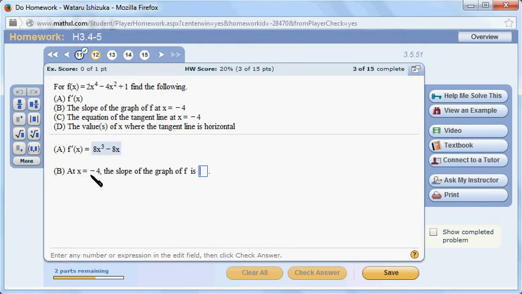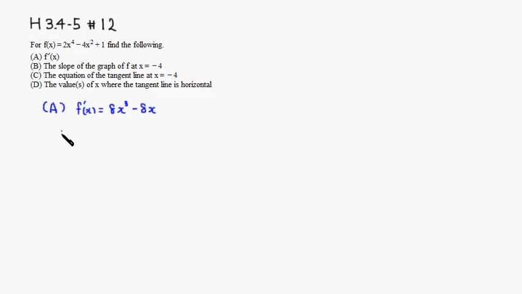So at x equals negative 4, the slope of the graph is, right? The derivative tells you about the slope of the tangent line or slope of the graph. All you really have to do is evaluate the derivative at negative 4. So you have 8 times negative 4 cubed minus 8 times negative 4.